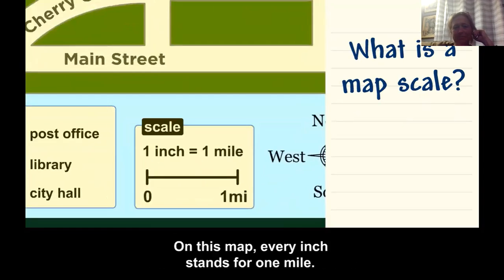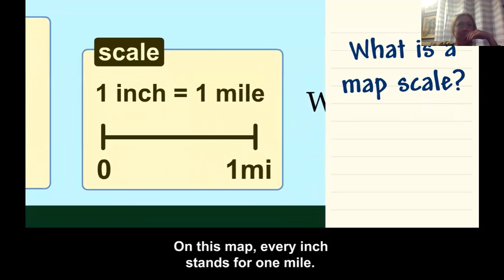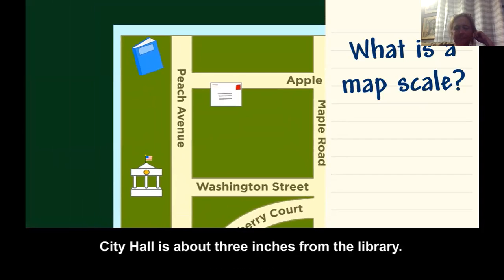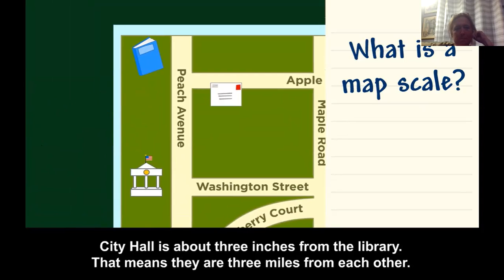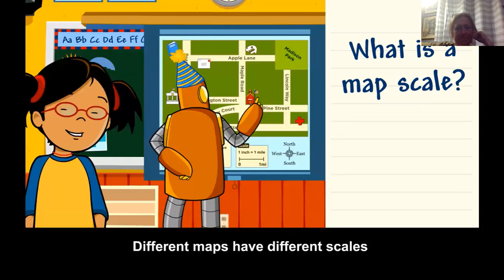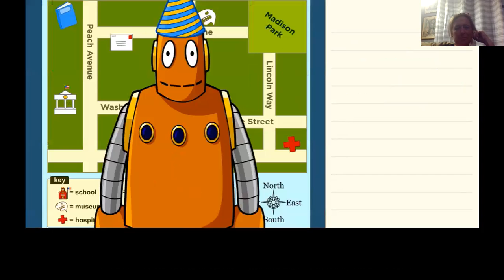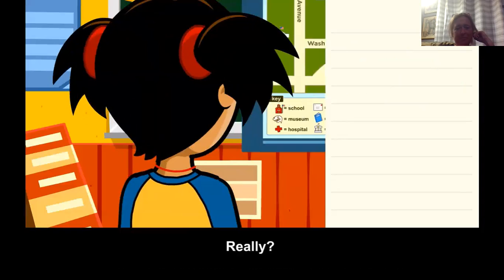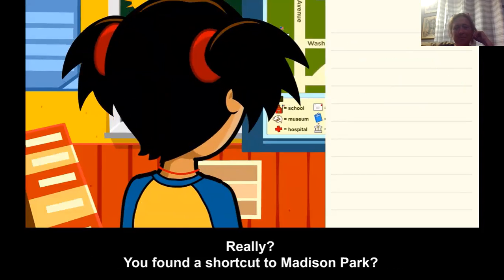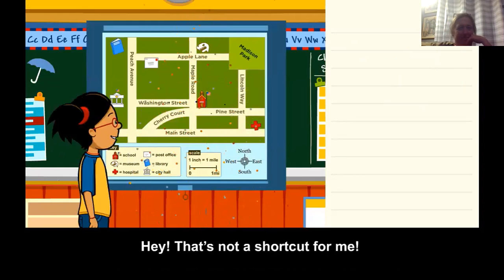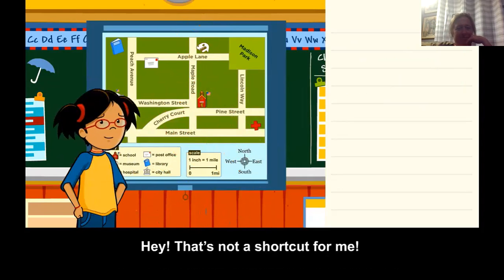On this map, every inch stands for 1 mile. City Hall is about 3 inches from the library. That means they are 3 miles from each other. Different maps have different scales, so you should always check the map key. Really? You found a shortcut to Madison Park? Hey, that's not a shortcut for me.